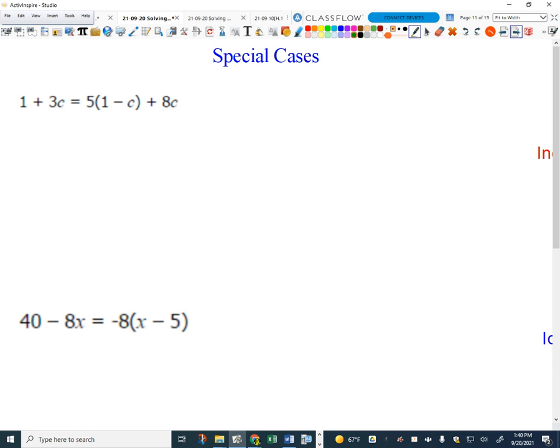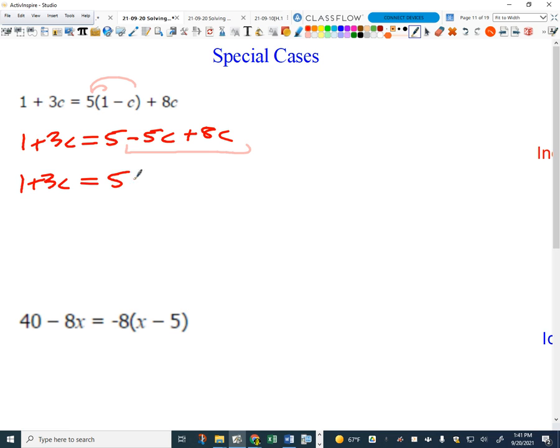You could all tell me, I'm sure I'm going to distribute that 3, right? So if I distribute the 5, not the 3, I'm going to get 1 plus 3c equals what? Plus 8c. What else could I do on the right side there? Okay, good. Combine like terms. So what is negative 5c plus 8c? Positive 3c. So then I end up with 1 plus 3c equals 5 plus 3c.